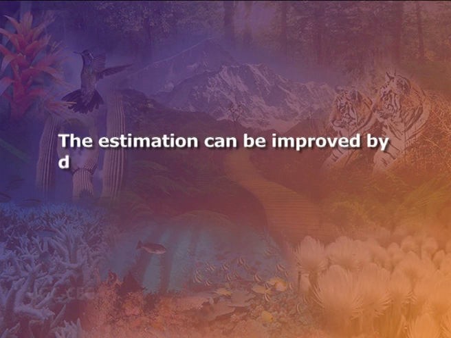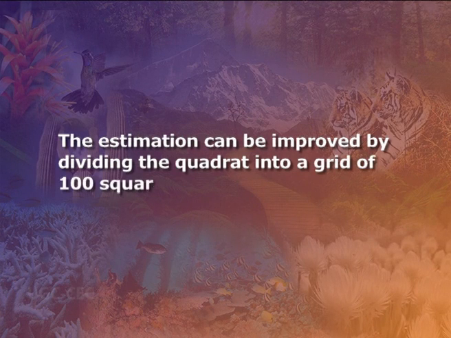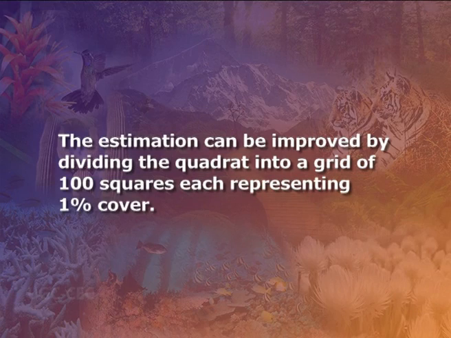The estimation can be improved by dividing the quadrate into a grid of 100 squares, each representing 1% cover. This can either be done mentally by imagining 10 longitudinal and 10 horizontal lines of equal size superimposed on the quadrate, or physically by actually dividing the quadrate by means of string or wire attached to the frame at standard intervals. This is only practical if the vegetation in the area to be sampled is very short. Otherwise, the string or the wire will impede the laying down of the quadrate over the vegetation.